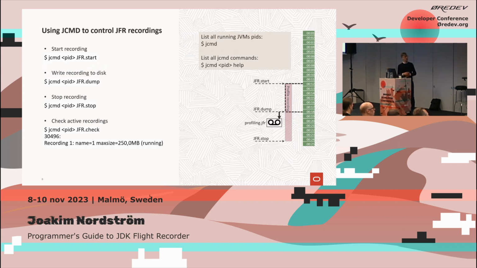We also have a few other jcmd commands to control our recordings. jfr.start I mentioned. jfr.dump can be used to dump an ongoing recording. So if you want to dump the continuous recording, you can use jfr.dump to write it to file. You can also stop recordings, and you can see which recordings you currently have with the jfr.check command.